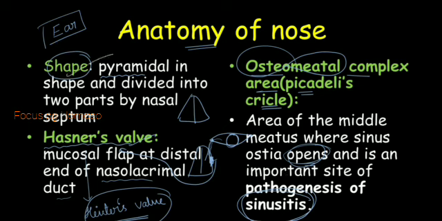So here there are three things we discussed. One is the shape of the nose. Then comes Hasner's valve. Then comes Piccadilly circle. This is easy to remember. You people will remember, but Piccadilly circle is more important to remember. Okay. Next.